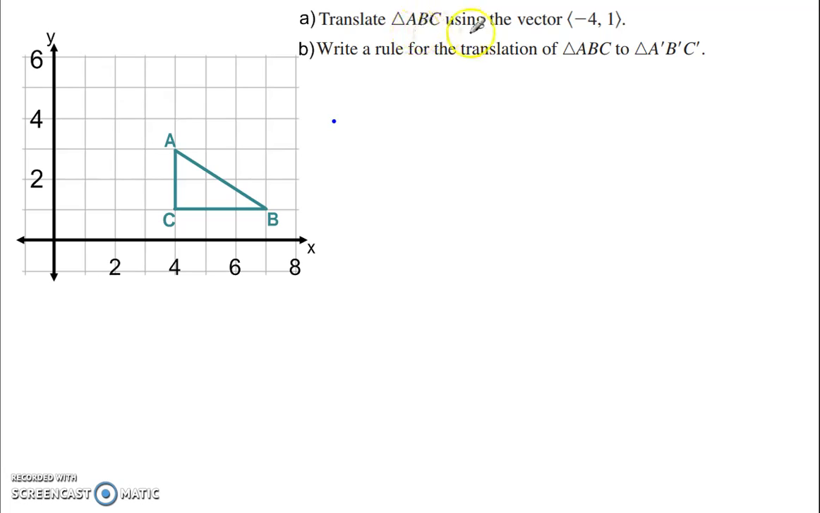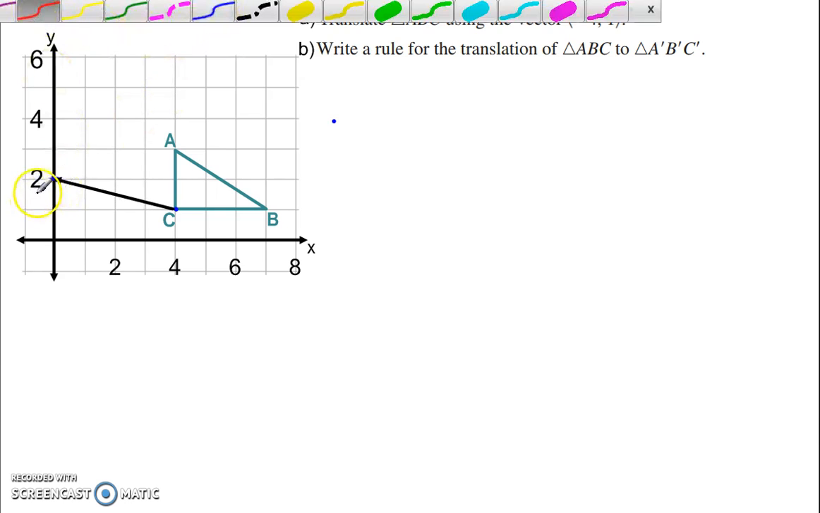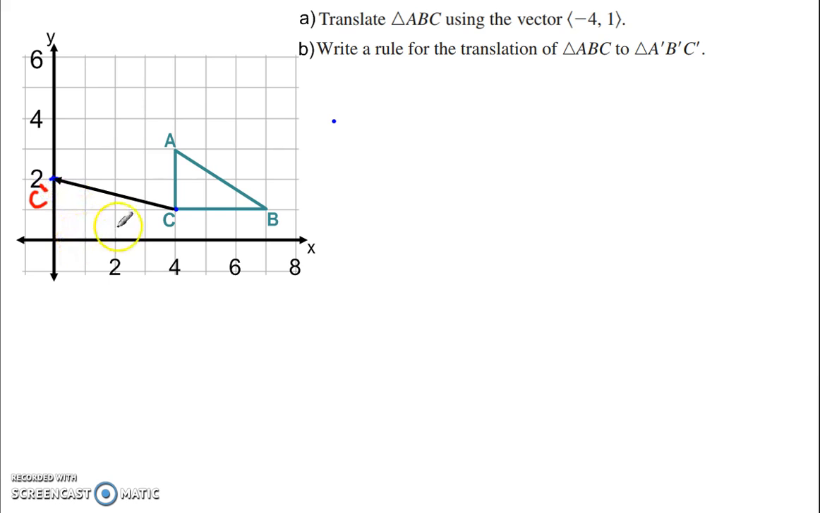Translate triangle ABC using the vector -4 and 1. This is the change in x, change in y. So I could draw that vector saying -4, so horizontal change, or the horizontal component is -4, 1, 2, 3, 4 to the left, up 1. So I'm going to go from where we are now, C, to a new point. We call that new point C prime. So we make a little line like this, from C to C prime. Or I can just use the coordinates.